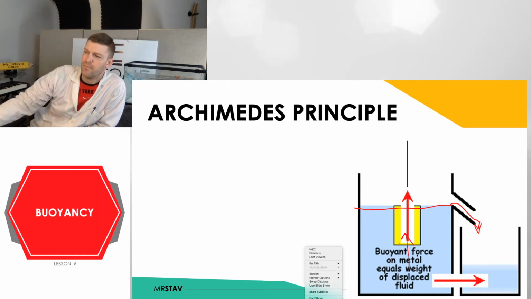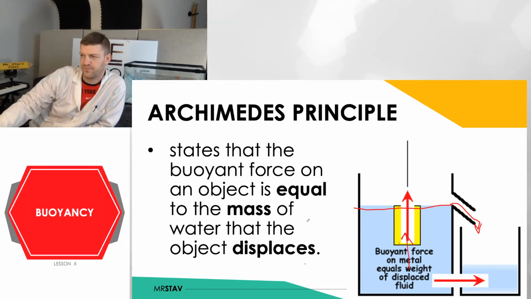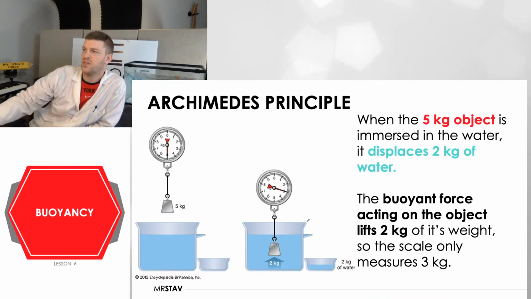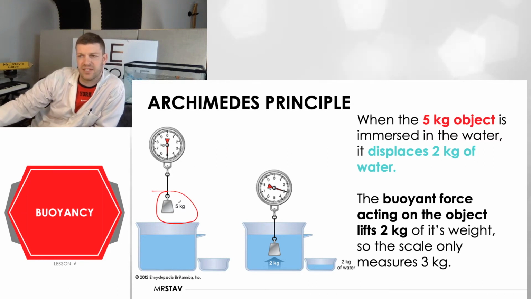All right, here we go. Buoyant force on metal equals the weight of displaced fluid. So all of this water was displaced when this weight went into the water. What does that mean? When we put a 5 kilogram object into the water, it displaces 2 kilograms of water.